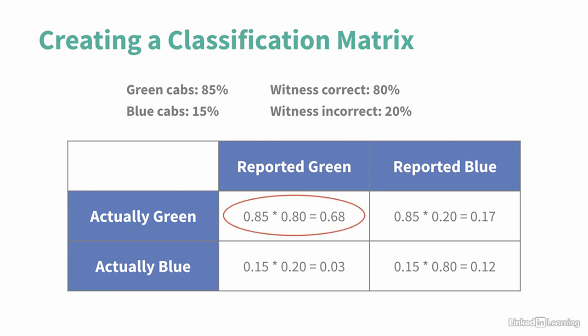So a green cab will be reported as green 68% of the time. And that's the multiple of 0.85 times 0.8. In a similar way, if a cab is blue, it will be reported as blue 12% of the time, or 0.12. Adding those two values reflects the amount of time that the witness will be correct, 80% of the time. And you can see that the other two cells have the values 0.17 and 0.03. Those add to 0.2, and those are the incorrect guesses.